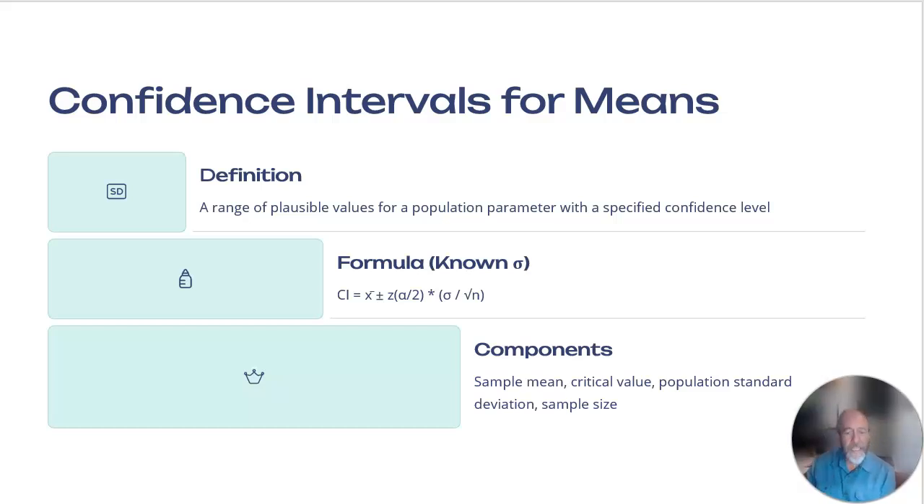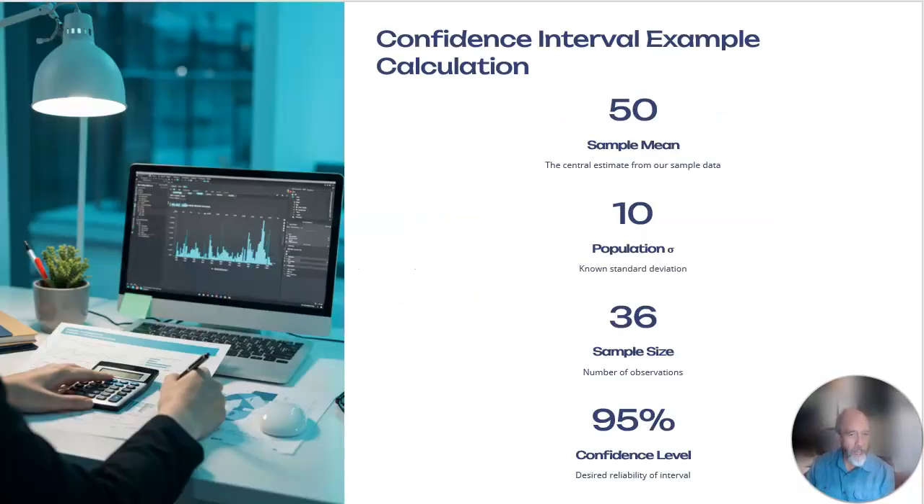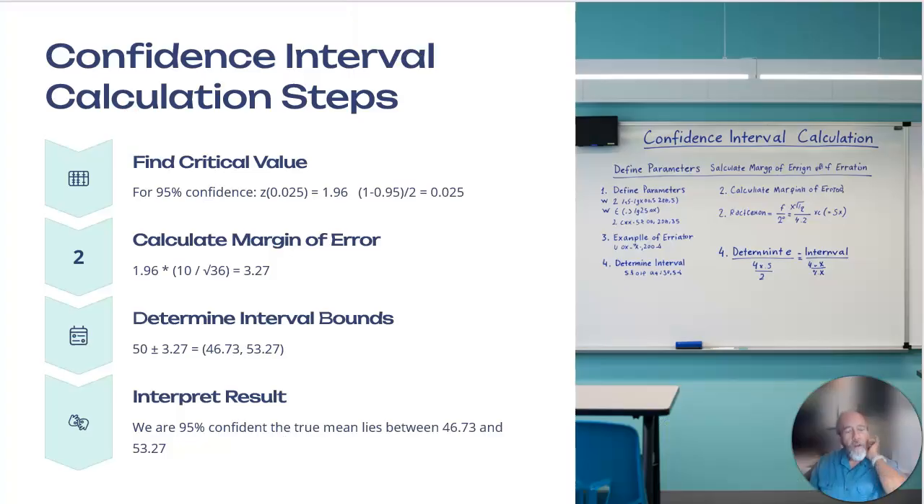For this basic example of confidence intervals, I can show this with a simple calculation. If I have a sample where I've got a mean of 50, a population standard deviation of 10, a sample size of 36, and I'm going to use a confidence level of 95%. I want to know what's that range of that sample mean that I can be 95% confident it lies within that specific range. Well, we find the critical value.